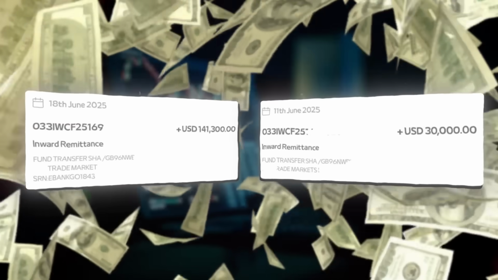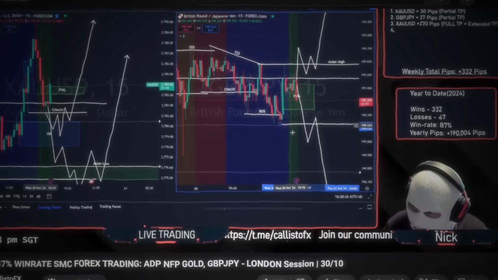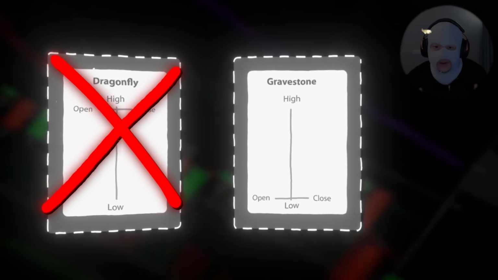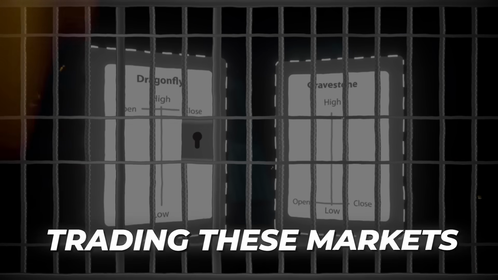I made 108,000 in the past month, trading live every single day in front of thousands. And no, I didn't do it with dragonfly dojis or graveyard candlesticks or any indicators. These trading patterns are designed to trap you so you fail at trading these markets permanently.